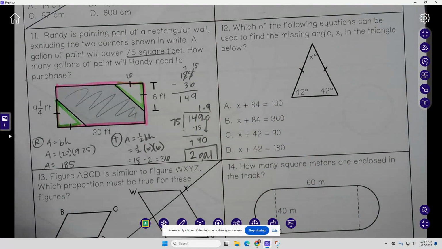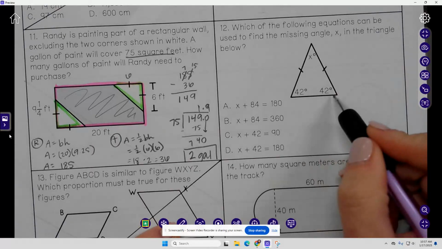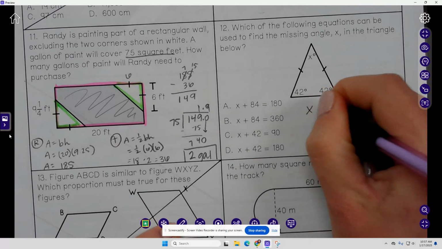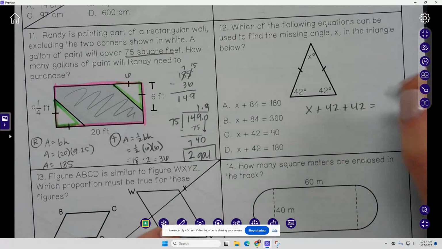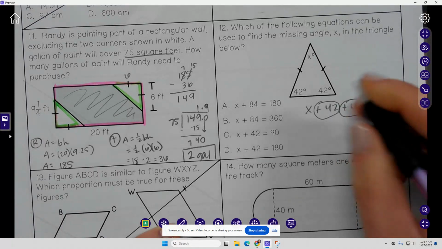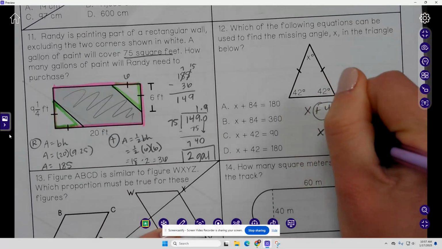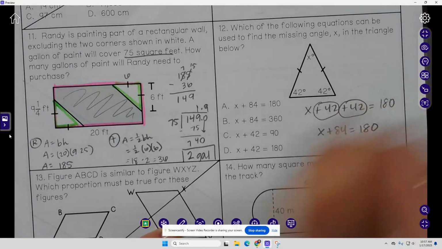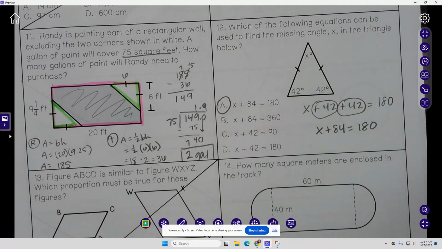Number 12, which of the following equations can be used to find the missing angle x in the triangle below? Okay, so I have 42 and 42, so that's x plus 42 plus 42, and I know that all the angles in a triangle add up to be 180. I have to combine like terms, so 42 plus 42 is 84. So x plus 84 equals 180. If we check our answer choices, A is the only one that matches that.